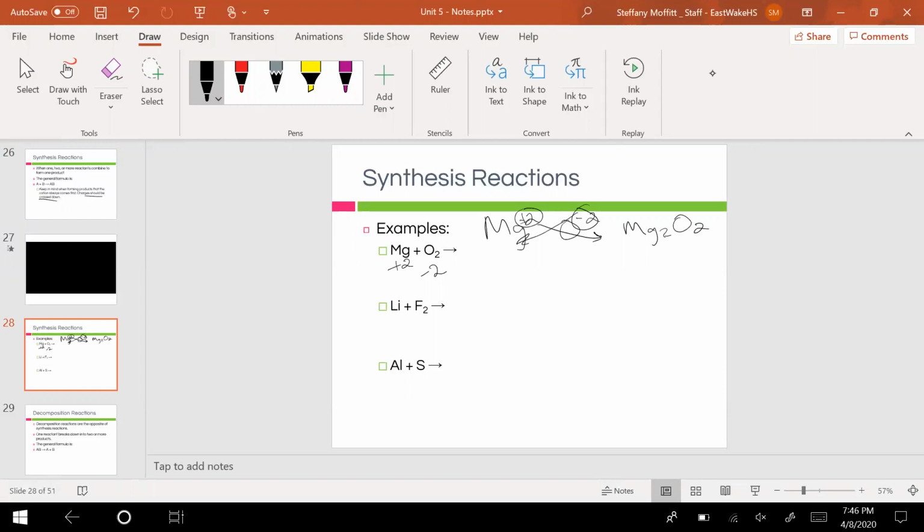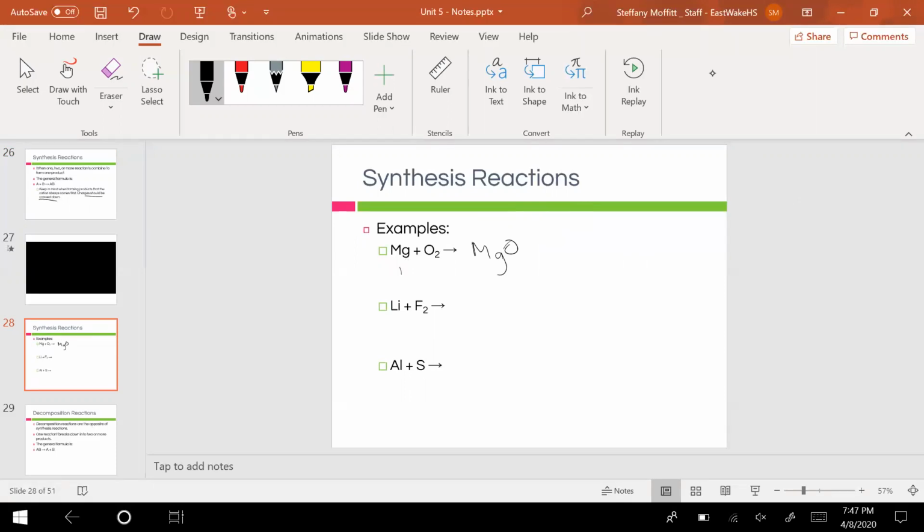However, when we have a common number here, we can simplify. We get MgO. So my product is MgO. And from there, we would just balance the equation. So I'm going to rewrite this equation, or get rid of all this extra stuff here. So we've got MgO as our product.